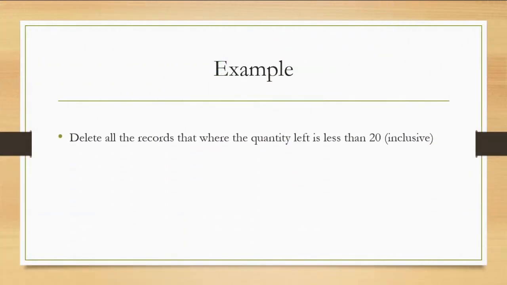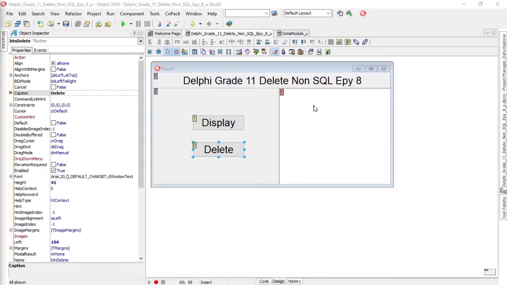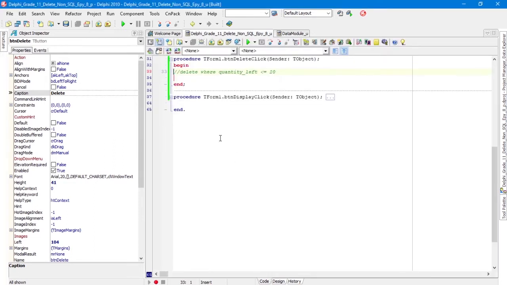Now our example. Delete all the records where the quantity left is less than 20 inclusive. In other words, if the record has a quantity left of 20 inclusively, we delete it from the database. And here's our example. As a footnote, this displays all the content of the database in this rich edit over here. If you're unsure how to do that, please see our video regarding querying a database for non-SQL. Okay, let's begin. Again, here's the question, delete where the quantity left is less than 20. Let's begin.